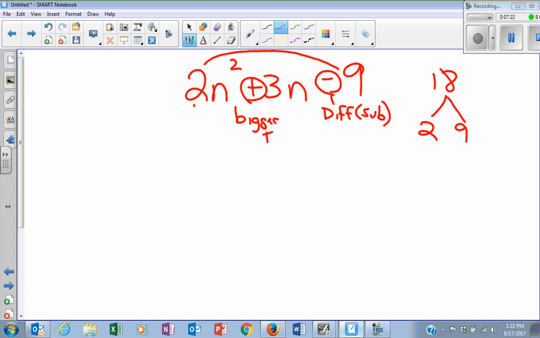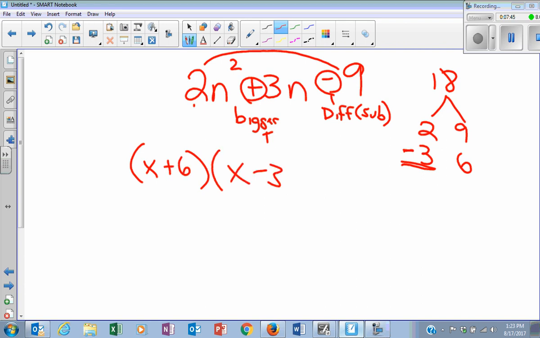What else? 3 and 6, 6 and 3. This says the bigger number goes with the what? So what does that mean this is going to get? Negative. You with me? Now what do I put in my bubbles? X. It's okay if I do that first. It does not matter the order. I can put plus 6 here. I can put X minus 3. The only thing that matters is the plus is with the 6 and the negative is with the 3. That's the only thing that matters.